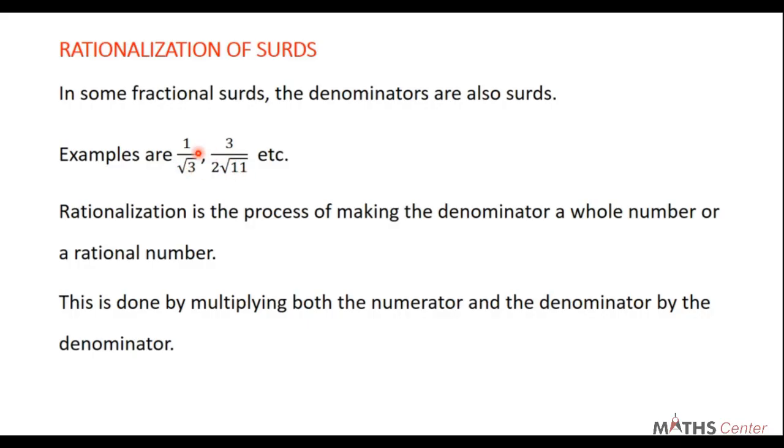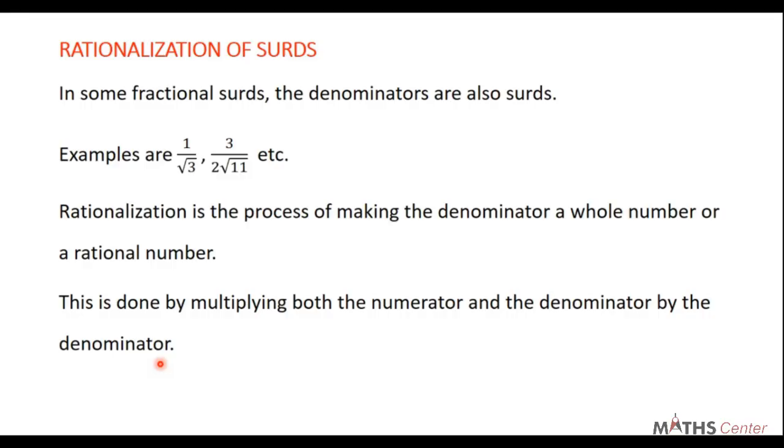So what we want to do is rationalize this. We want to make the denominator a rational number or a whole number. So rationalization is the process of making the denominator a whole number or a rational number. So we want to change this denominator here into a whole number or a rational number. That is the whole idea behind rationalization. Now how do we do this? This is done by multiplying the numerator and the denominator by the denominator.